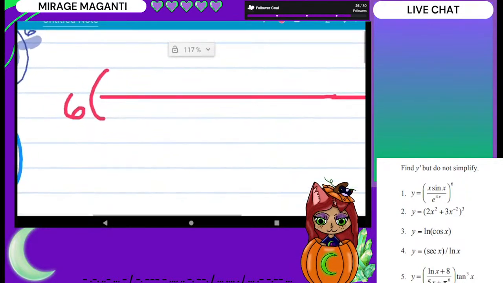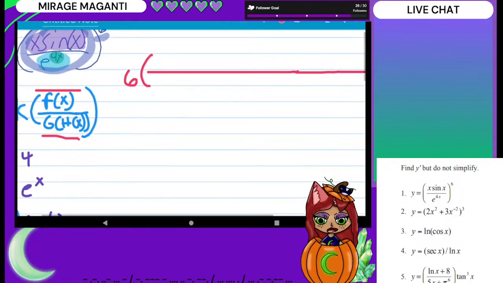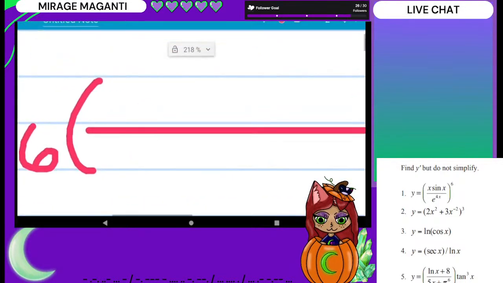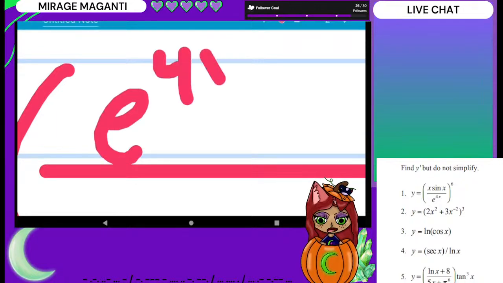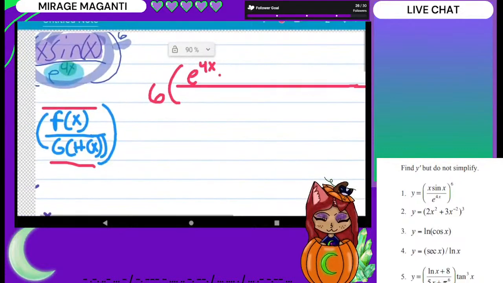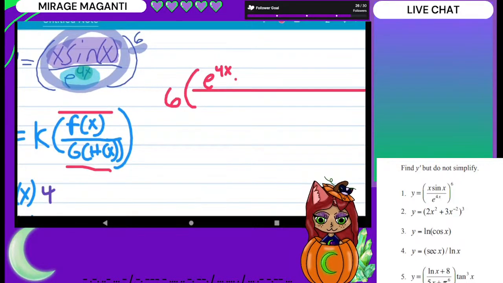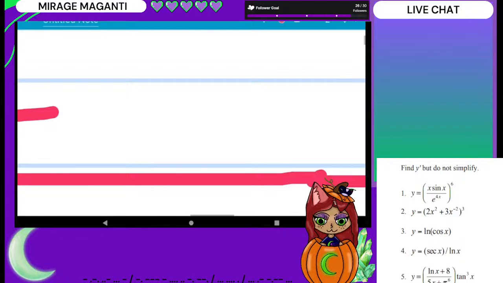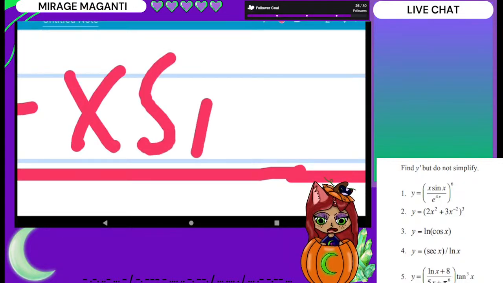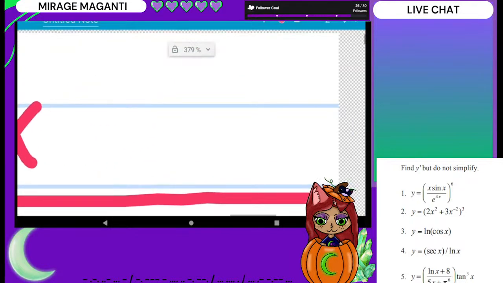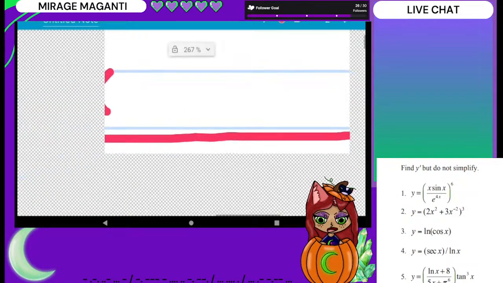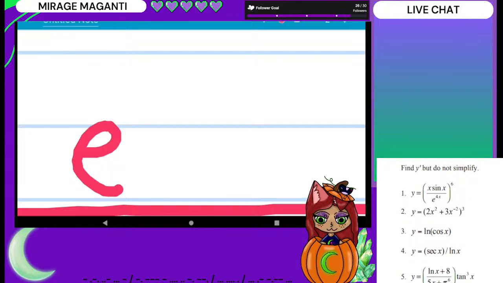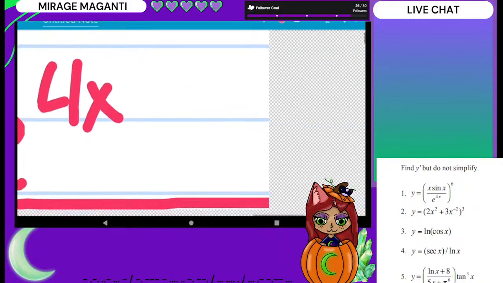So we are going to want our regular g times our f. So our regular g is e to the 4x. E to the 4x times the solved version of that, which is just cosine x. Cosine x. And then we subtract that by our x sine x. And then we times that by our e to the power of 4x times 4.